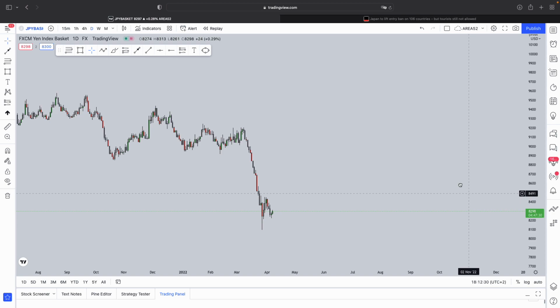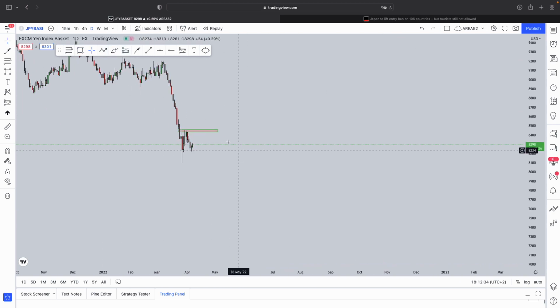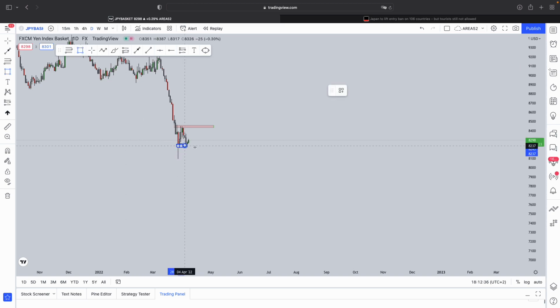Now, if we look down on the daily time frame, what do we see? From a daily perspective, we can obviously see how the market, also on the daily time frame, had been stuck within this consolidation phase.